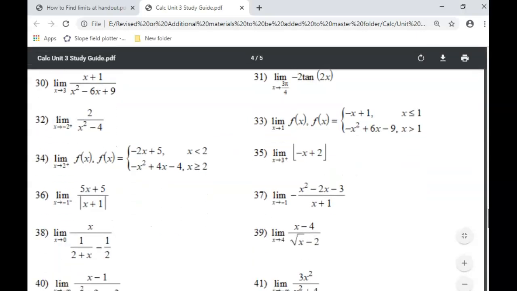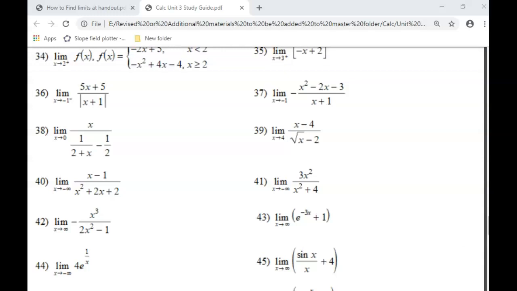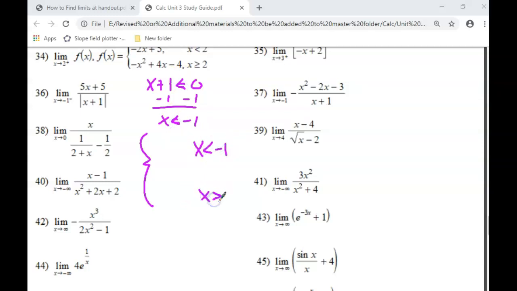Absolute value functions. We talked about those. When it comes to an absolute value function, you have to rewrite it as a piecewise function. So first of all, we take x plus 1 and find where it equals 0, and that's going to be our break-off point. For anything less than that, we're going to have to change the signs. For anything greater than that, we don't change the signs.